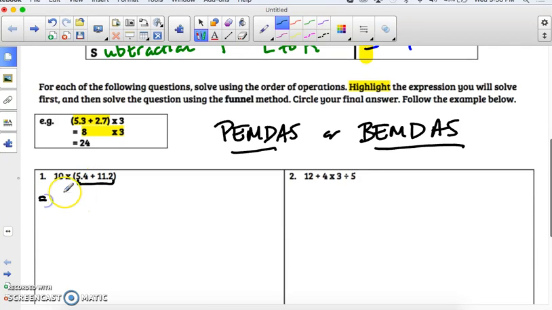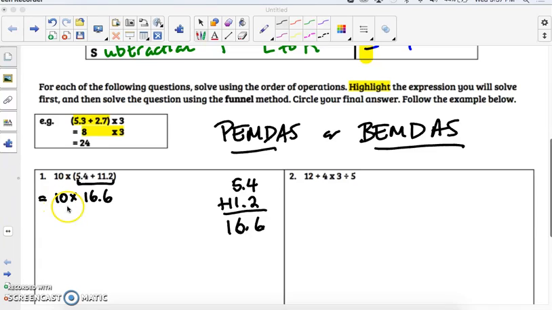I'm going to write down an equal sign down here. I'm going to recopy 10 times because I haven't solved that part of the equation yet. I'm going to solve 5 and 4/10 plus 11 and 2/10, and I'm going to do my work off to the side here. 4 plus 2 is 6, 5 plus 1 is 6, and 1. So I've got 10 times 16 and 6/10.